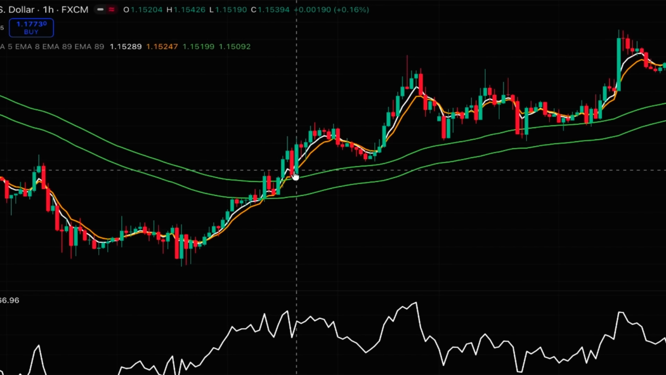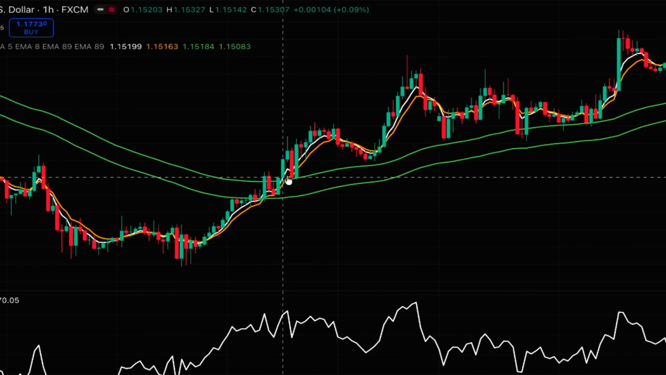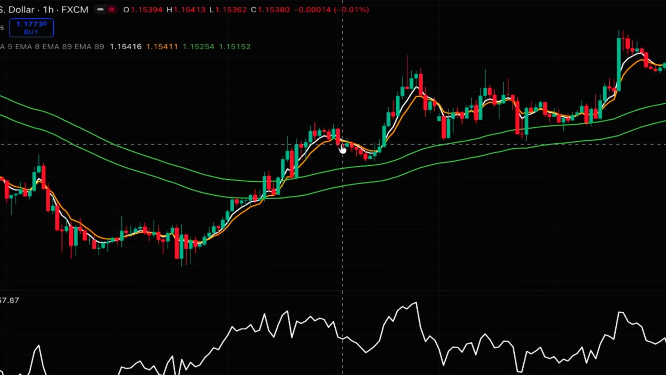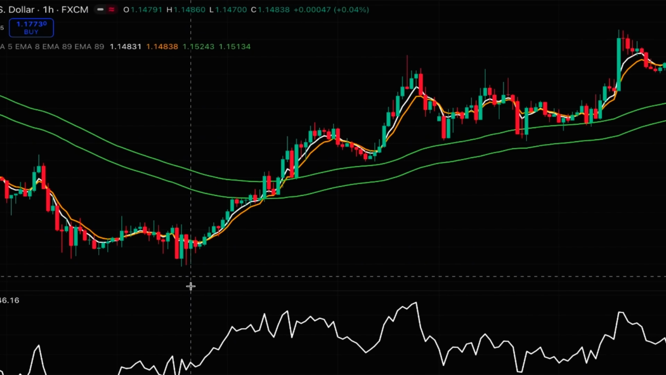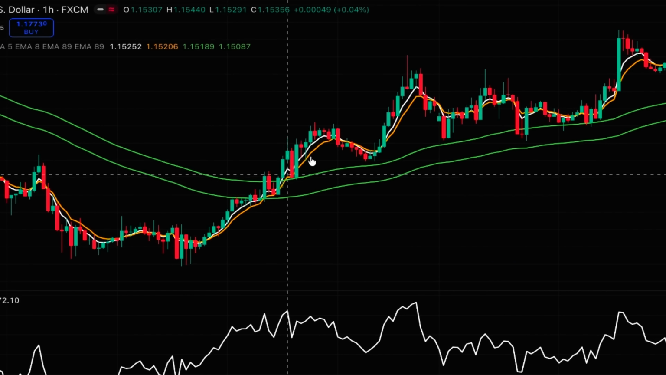For example, here you can see that the price from below the green channel crossed the green channel and went above the green channel. This is an early signal that a reversal is probably going to happen, but we need also confirmation from RSI. As you know, RSI divergence is a leading signal that gives the probability of reversal when the price crossed above the green channel.